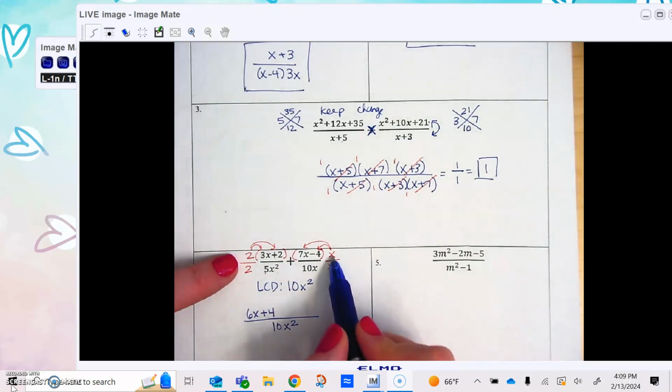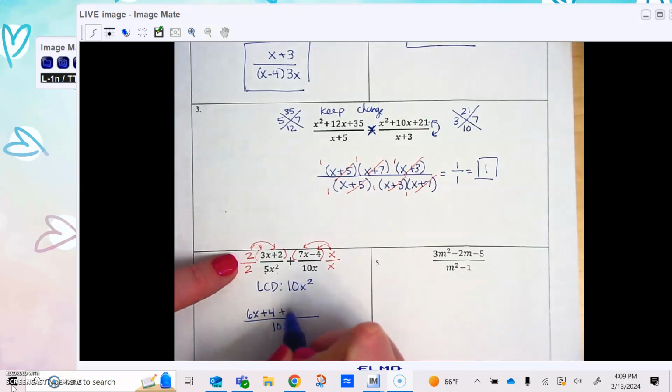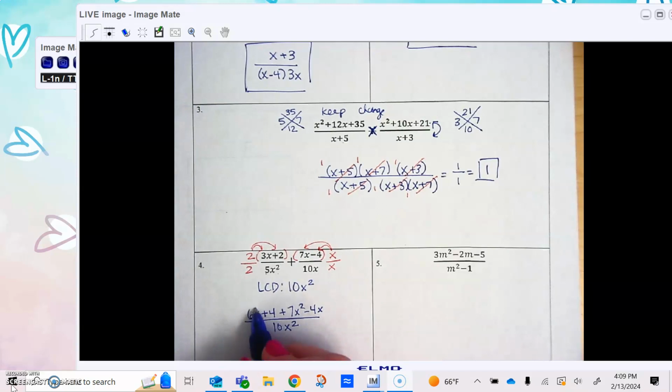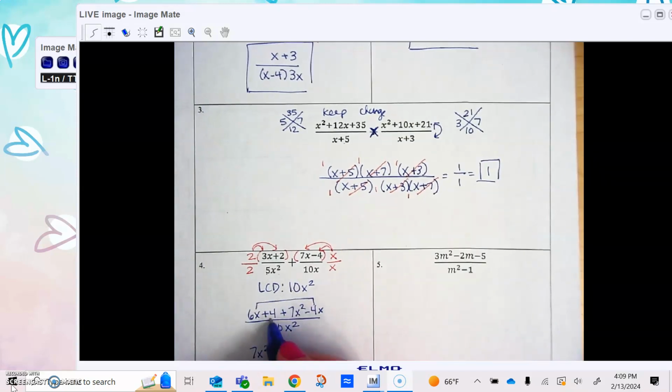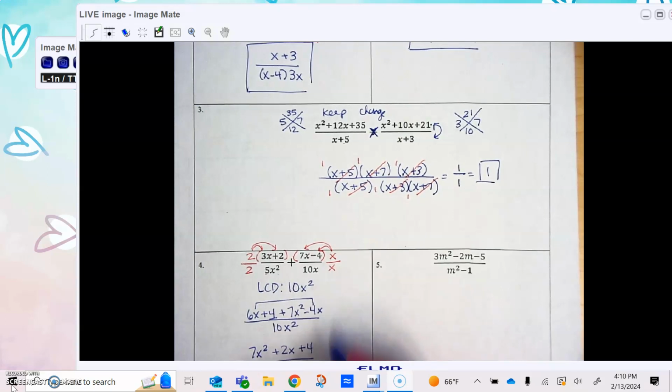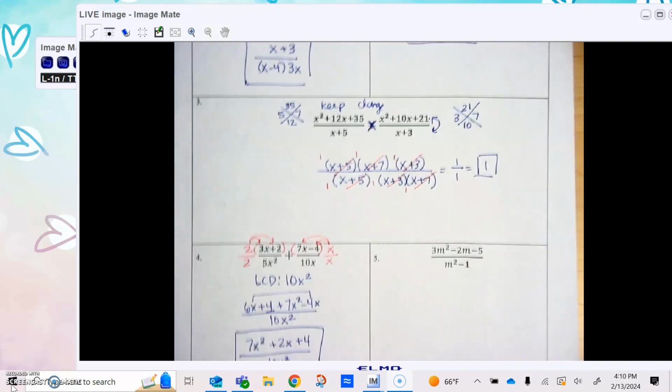And in the second one, 7x squared minus 4x. Now combining like terms, nothing combines with 7x squared, but 6 and negative 4x make 2x, and then we have this 4 left. And you would still want to try and factor this if you could, but it doesn't. But always check for that.